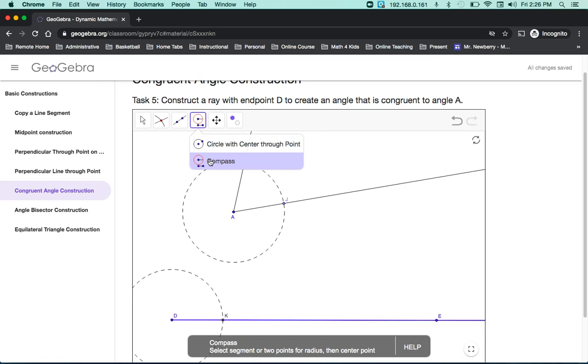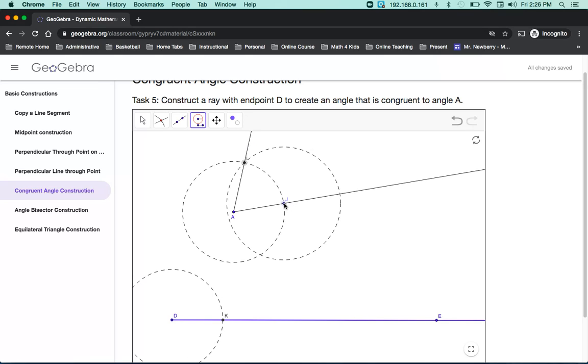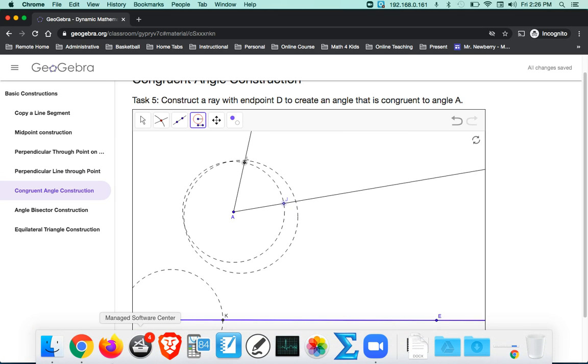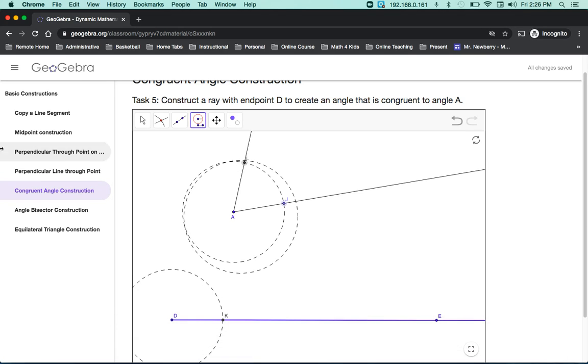So I'm going to go back to my compass tool. I'm going to click from L to J. Remember, when you use the compass tool, the second button you click is the center of the circle, and you'll see that right where L is crossing with the other circle, that is going to be the point I need when I move it down here. So instead of the center being on J, since I'm in compass, I'm going to drag it down and put it on K.